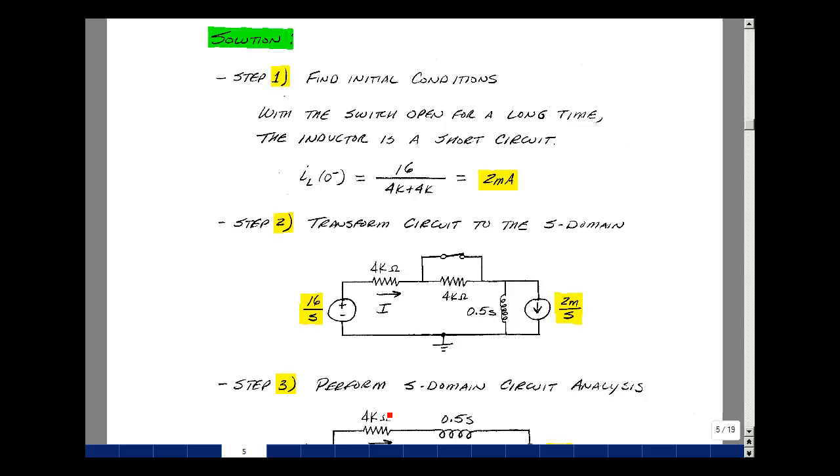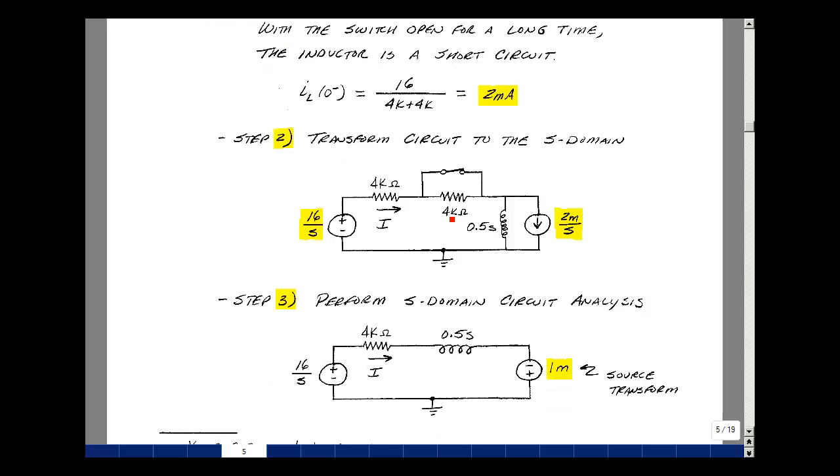Our next step is to perform the s domain analysis. So let's simplify this circuit. Anything in parallel with a short circuit is just 0. 0 times 4k over 0 plus 4k is equal to 0, so let's replace that by a short circuit. And then let's make this a one-loop circuit. I'm going to do a source transformation on this.